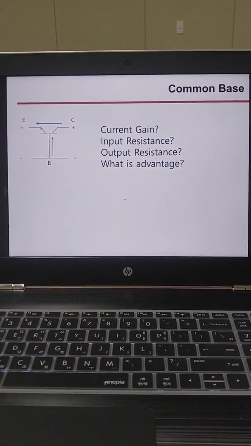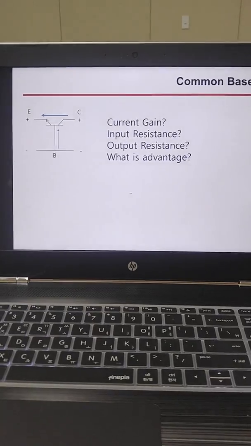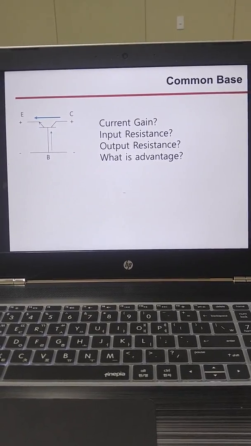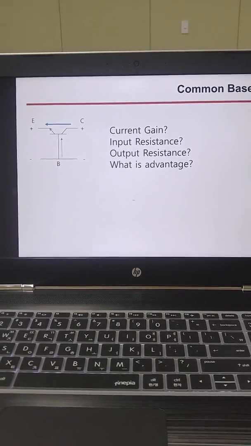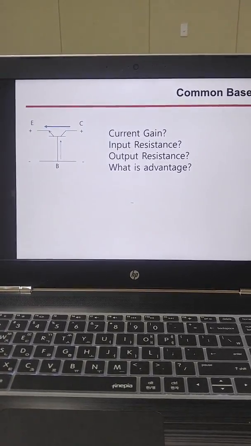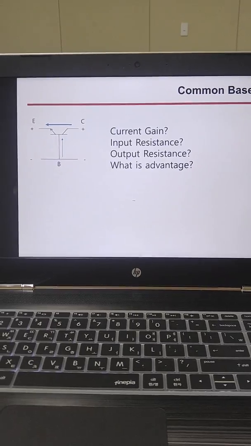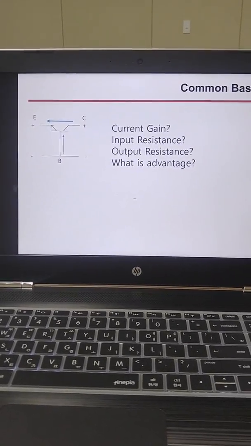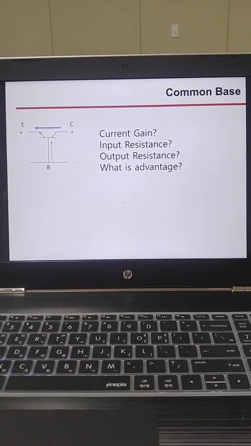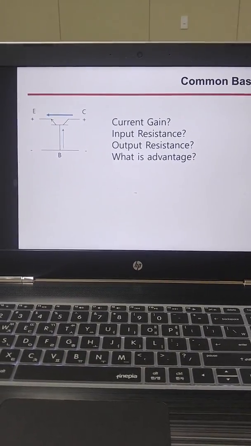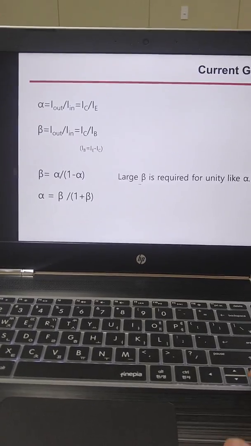For common base, the base is grounded. Almost all current from the emitter goes through the collector. And for common base, only voltage is amplified. Current amplification is less than 1. Input impedance is low and output impedance is high. Because of these characteristics, it is not widely used nowadays.